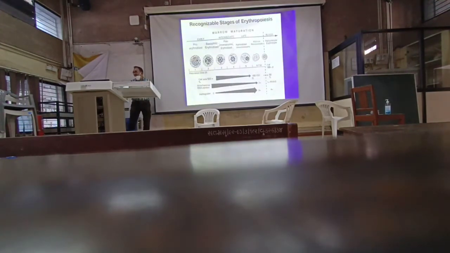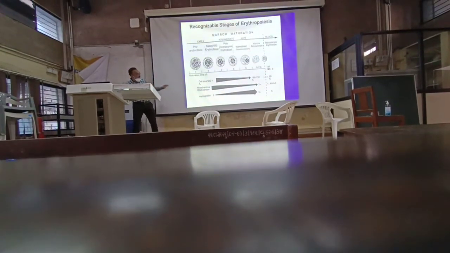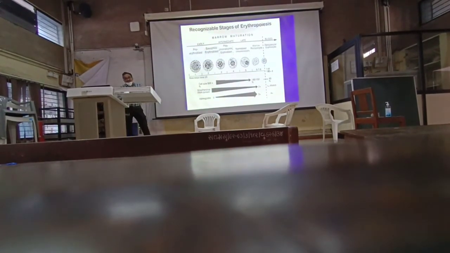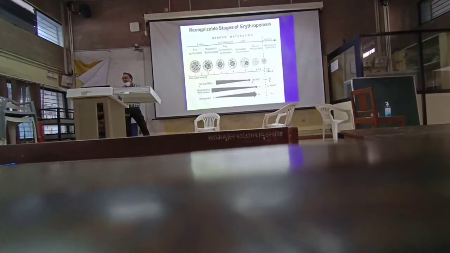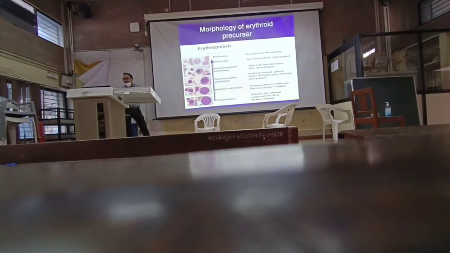Again, this is the same, but the difference is that it emphasizes the cell size. Cell size is decreasing from early normoblast to reticulocyte. Mitochondria and RNA content are 2+, and hemoglobin level increases gradually, naturally, because ultimately red cell formation needs hemoglobin concentration within the red cells. So hemoglobin content will increase. This is the same as what I have explained to you.